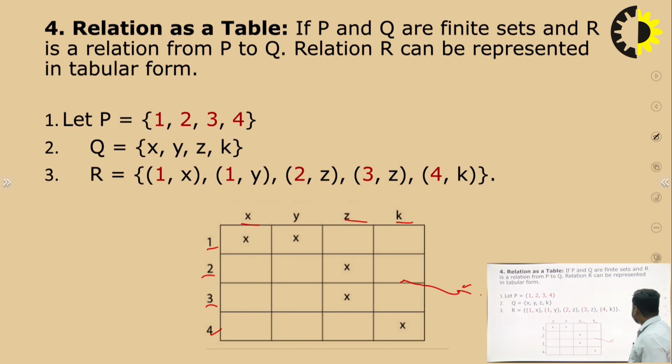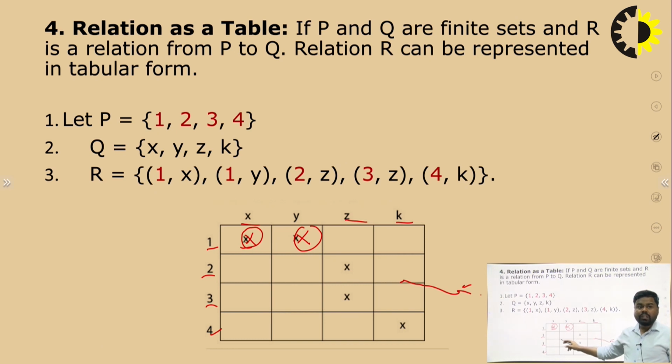So we are making the relation. Where the relation is given, we will mark a cross over here, otherwise we will leave it blank. If the relation is given, we will mark it with a cross. For 1x, we have marked x. 1y, we have marked x. 1z is not given here, so we have left it blank.